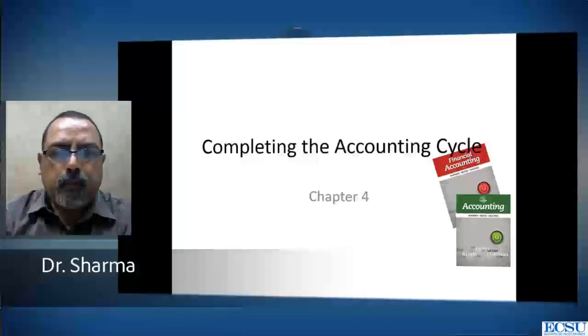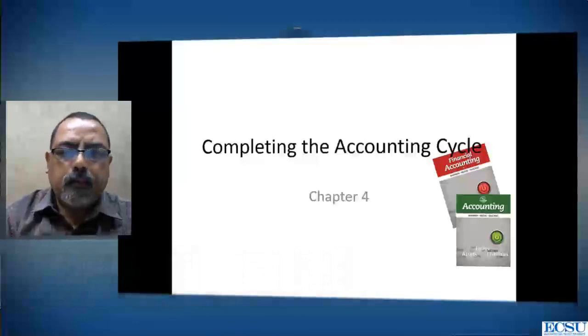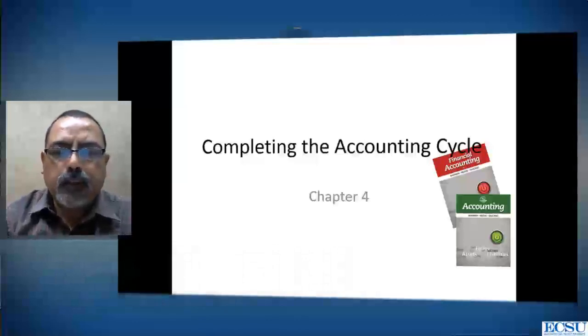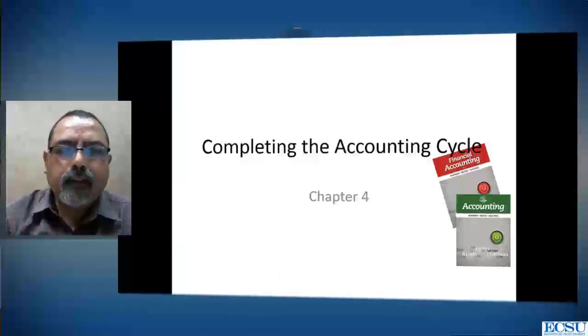This is chapter number 4. It is completing the accounting cycle, and it deals with everything that we have done from chapter 1 to chapter 3. So it's kind of a combination of all the 3 chapters we have learned so far, and then it will be adding 2 or 3 things into this chapter. We'll be talking about them as they come by.